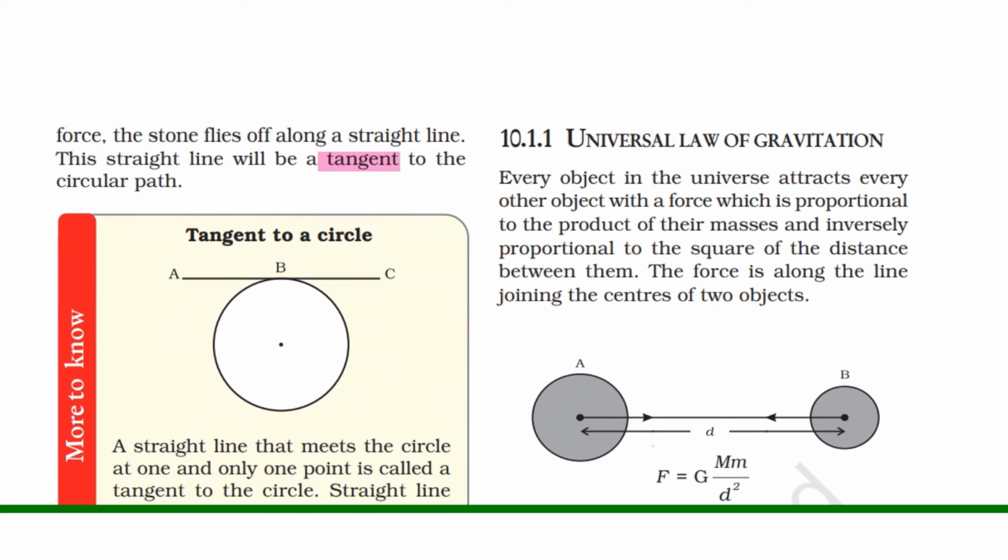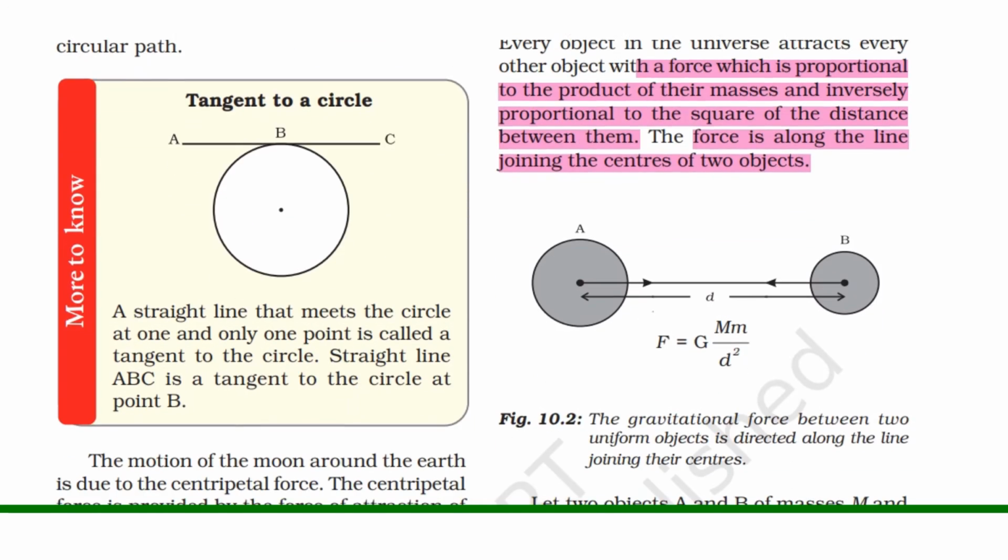10.1.1 Universal Law of Gravitation. Every object in the universe attracts every other object with a force which is proportional to the product of their masses and inversely proportional to the square of the distance between them. The force is along the line joining the centers of the two objects. F is equal to G m1 m2 by d square.